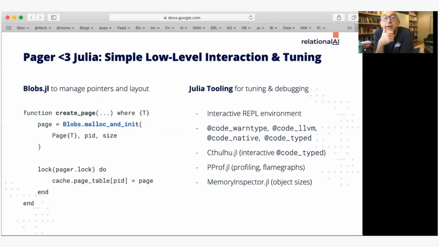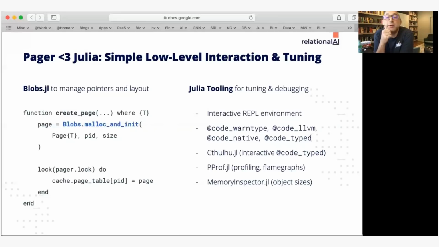As discussed earlier, we're using Blobs.jl to manage access to raw pointers and to generate compact data layouts for our pages. In the code example to the left, we're allocating a new page pointer and adding it to the page table, and it looks just like any other Julia type because it is. We also benefit from Julia's tooling for tuning and debugging, especially in this critical component.